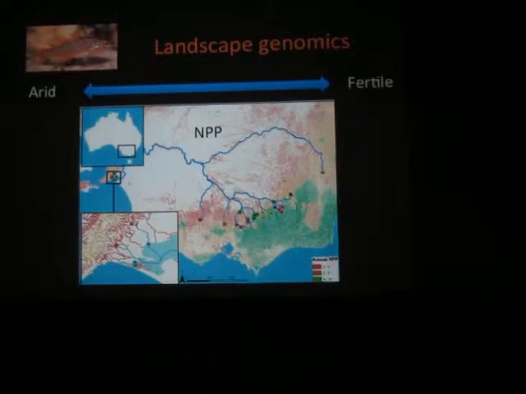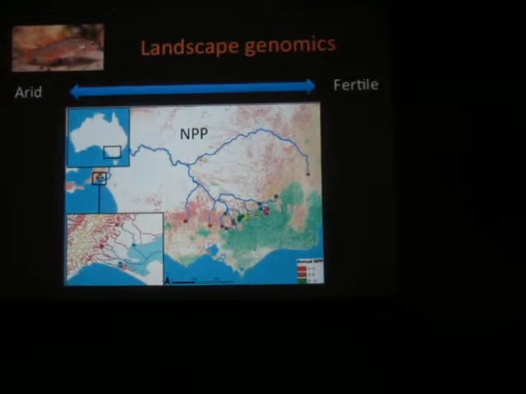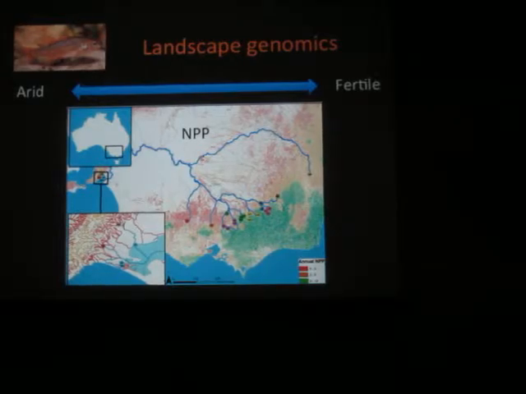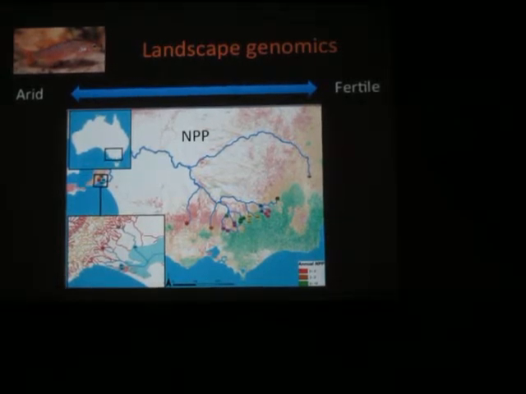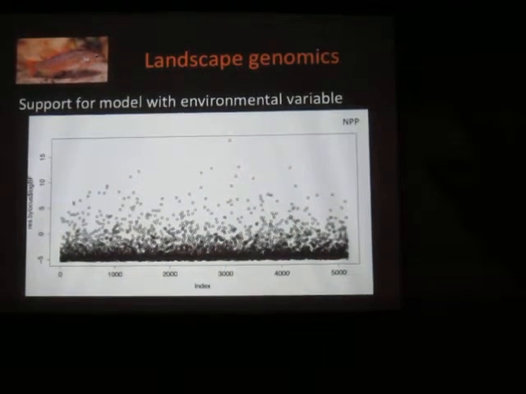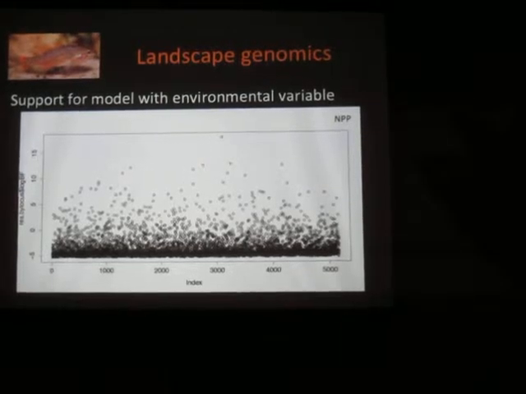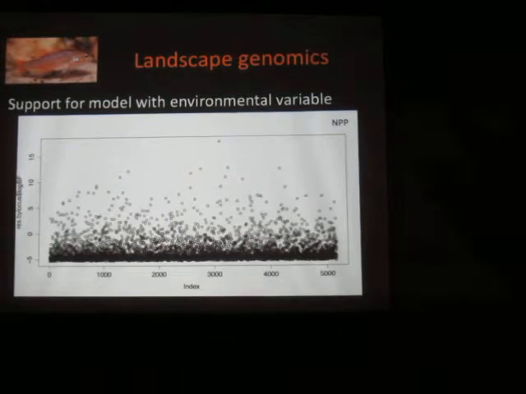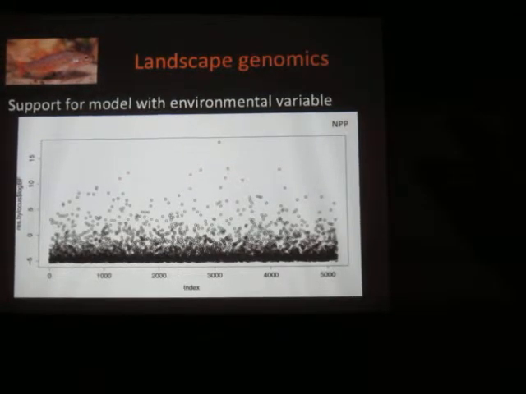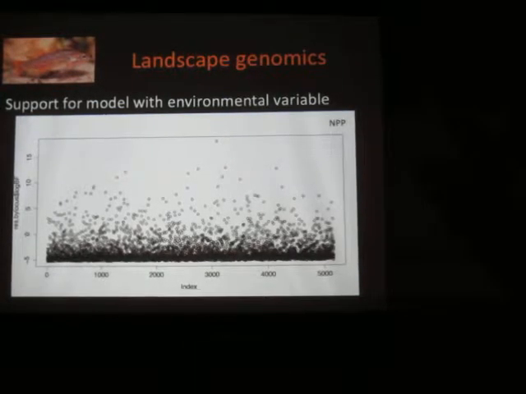And so if we think back to our gradient of aridity here, so fertile in the east and more arid in the west, I've used net primary productivity as a good proxy for that here. If we run that through GenLand, then we end up with what I think is a fairly conservative threshold here, with using everything above a log Bayes factor of 10. We're considering that as strong support for the model with the environmental variable.